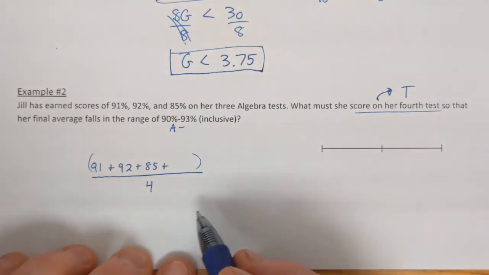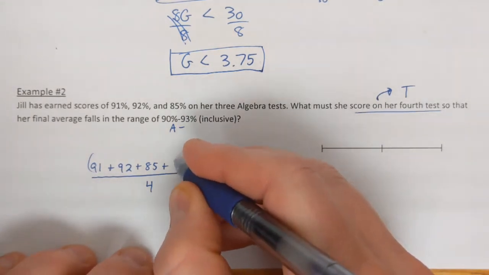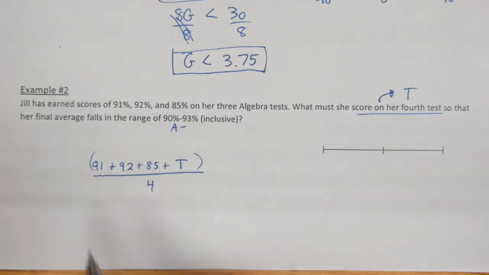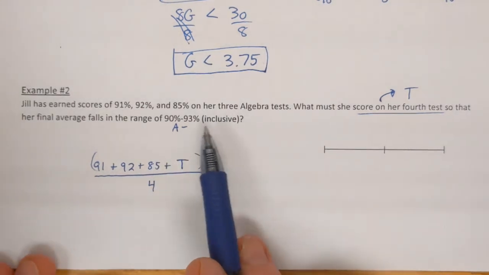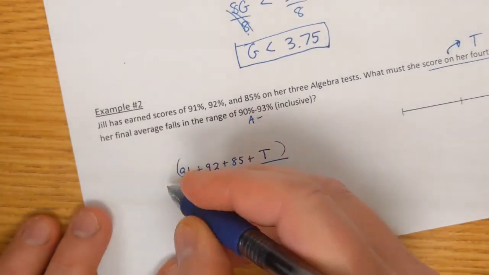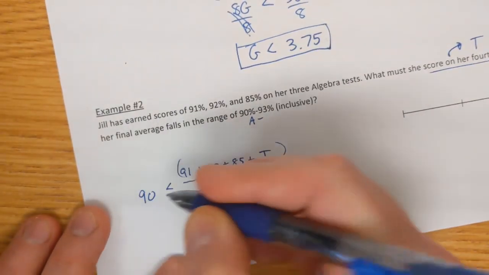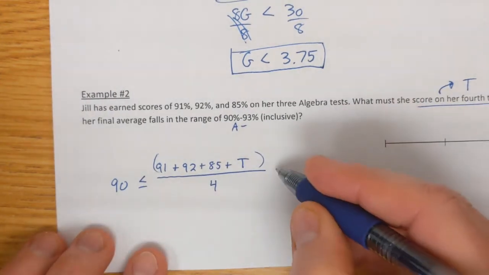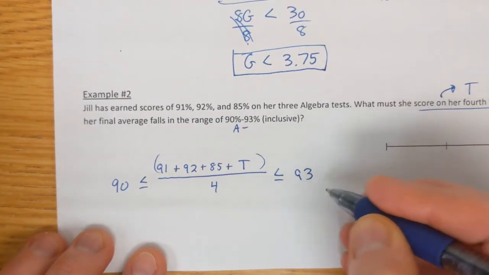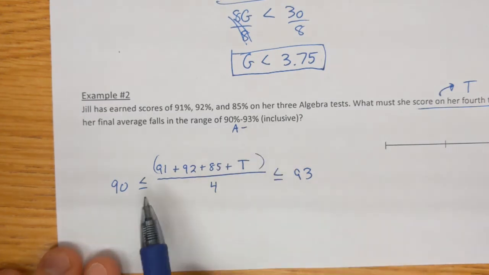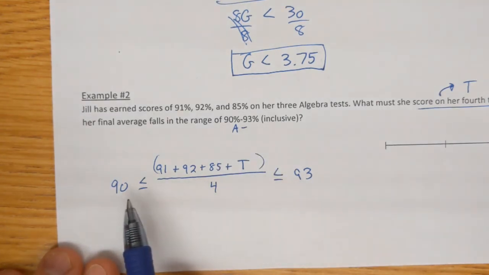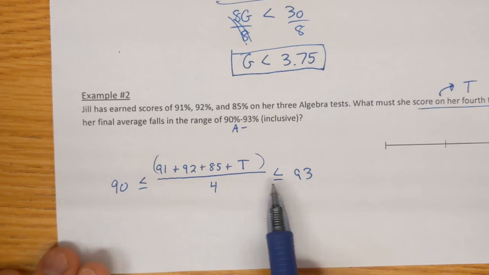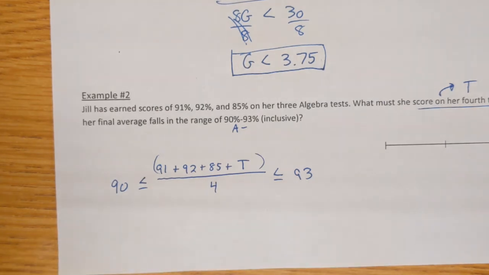So what we're going to do is put a variable here. I don't know what the 4th test is, but I'm going to call it T. And I know if I add these 4 test scores together and divide by 4, it'll give me her final average grade. Now, she wants her final average grade to be between a 90 and a 93. Guess what? That's a compound inequality. I'm going to put a 90 on the left and a 93 on the right. And since it's inclusive, I'm going to put the bars here and here. A 90 is okay and a 93 is okay.